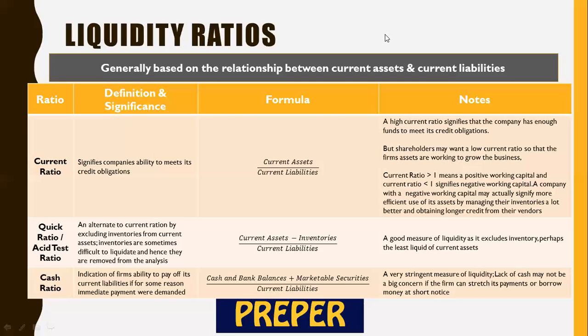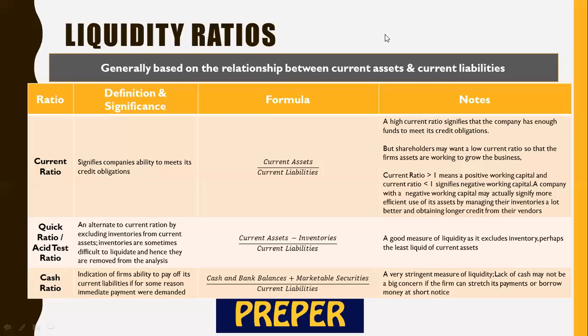Finally, we have the cash ratio. It's again pretty straightforward. It's basically the cash at hand and the marketable securities, because within the current assets, this is essentially the cash that you have, and it can be immediately liquidated to meet your current liabilities in a very, very short amount of time. So that's why we have this cash ratio.